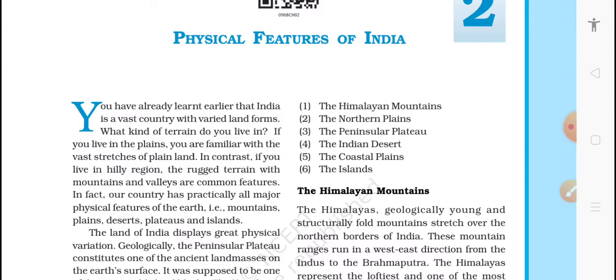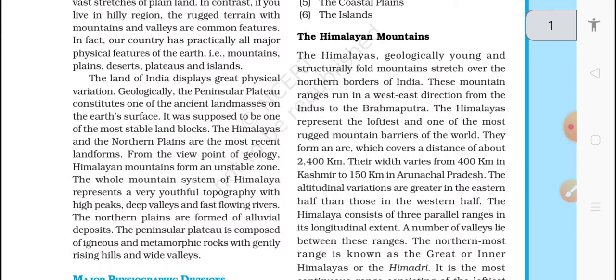What kind of terrain do you live in? You have seen in your surroundings, you might have been familiar with stretches of plains or rock terrain with mountains and valleys. So the land of India displays great physical variance.